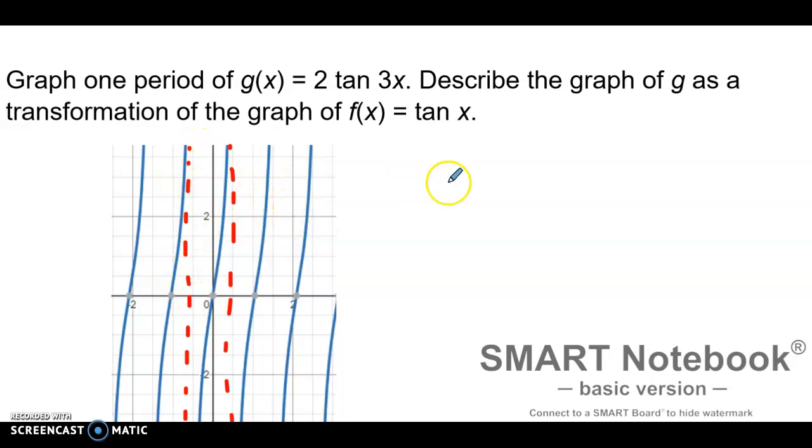And oh, the period, sorry, I kind of skipped over that. The period would be pi divided by b, which is 3. So every pi thirds, there's a new cycle. And the asymptotes could be found by taking pi and dividing it by 2 times b, which is 6. So the asymptotes are pi over 6 apart.